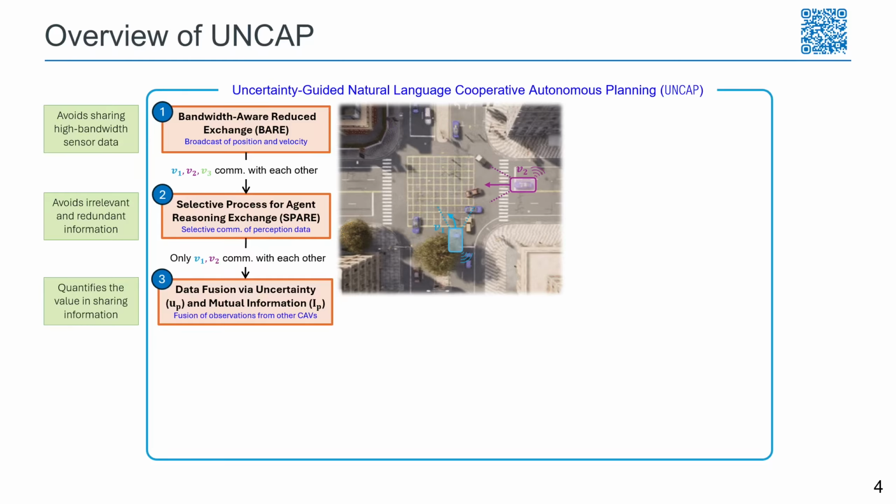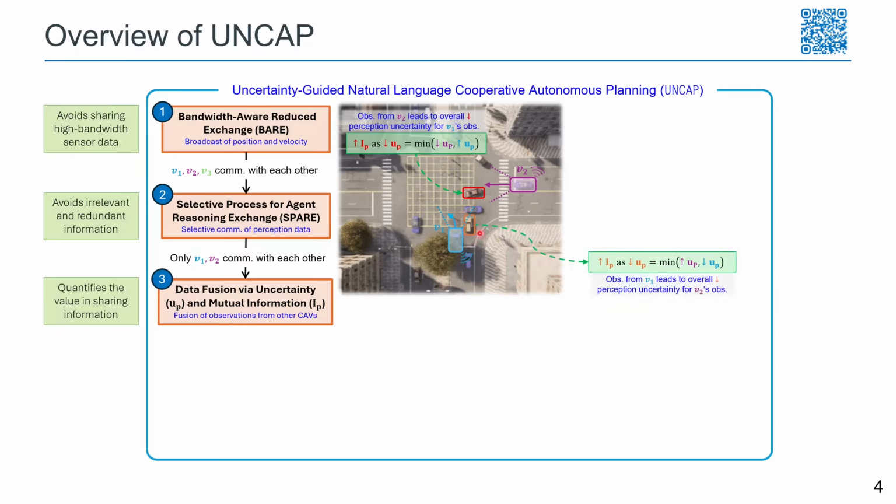Next, using conformal prediction and mutual information, UNCAP quantifies the value in shared information. For instance, V2 sees this orange car in line of sight, however V1 cannot, and hence V1 can obtain a low uncertainty and high information gain insight from V2. Likewise, the same applies for this brown car for V1.